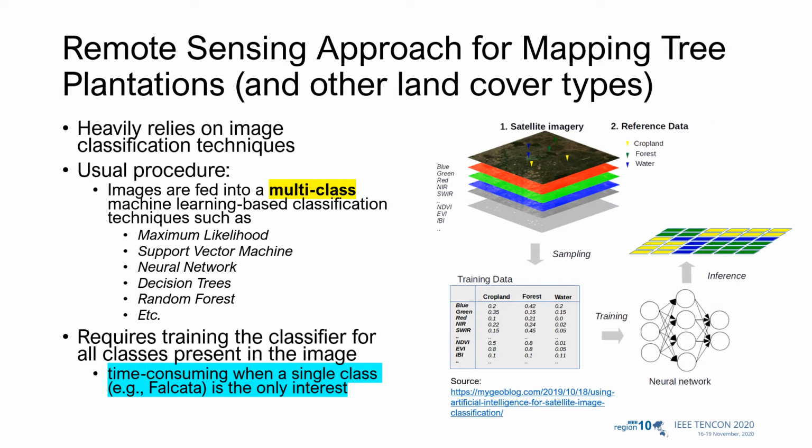The remote sensing approach for tree plantation mapping is heavily reliant on multi-class image classification, which is a technique employed to classify or label each pixel of an image into its corresponding land cover class. While multi-class classifiers perform very well in land cover classification of images, they require training data for all features or classes in the image, thus making it time-consuming when a single species or single class is the only interest. Moreover, these types of classifiers may be inaccurate for single class detection due to incomplete training datasets.